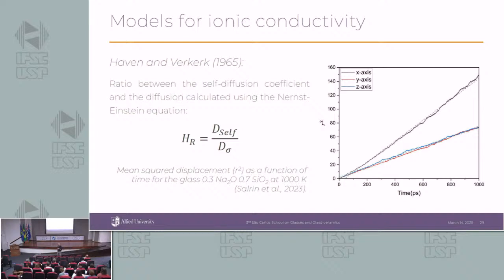Interestingly enough, for glasses, this Haven ratio is not 1. Otherwise, I wouldn't be talking about it, right? This Haven ratio actually varies. For low alkali concentrations, it is usually around 0.7, and for higher concentrations, it is usually between 0.2 and 0.3. And as I said, this diffusion is basically dependent on how fast your ion is moving. So here, I have the mean square displacement, r squared, over time for a simulated glass under an electric field in the x direction. And you can see that the ions in x are moving more, going further away than the ions in the directions where you don't have an electric field.